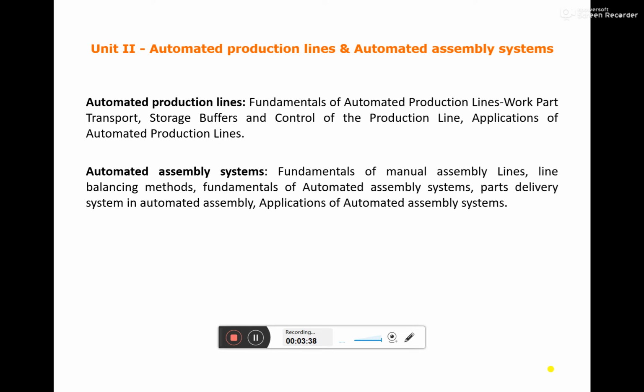I'll also do different problems related to line balancing, single-model assembly lines, and multi-model assembly problems later.